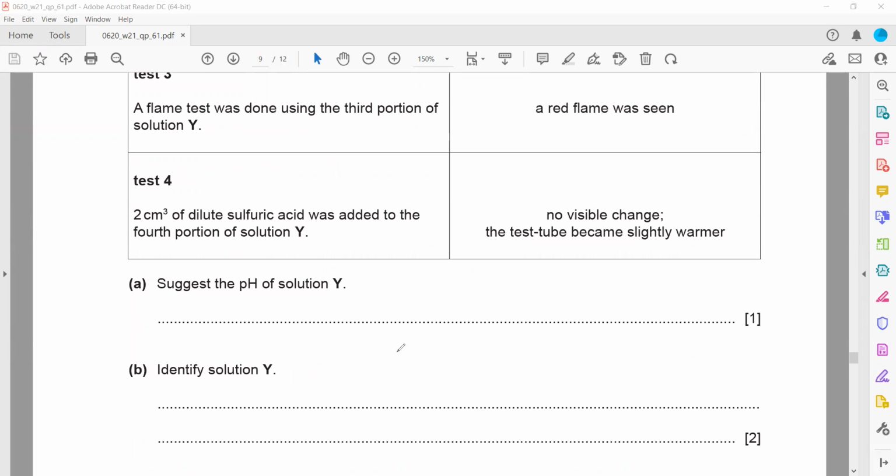So what is solution Y? Solution Y is lithium hydroxide. 1 mark is for mentioning lithium, 1 mark is for mentioning hydroxide. And for pH, you can mention a pH of 11, 12, 13 or 14.